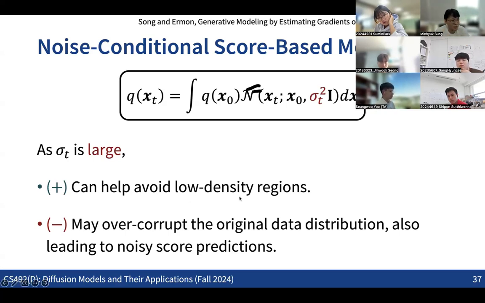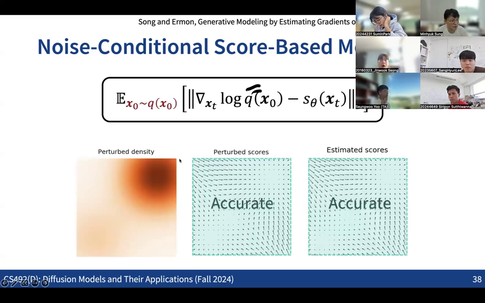But obviously in this case, the problem is that we're going to have more corruption, more perturbation from the original data distribution. So the score that we are predicting may not be that close to the score of the original data distribution. As we have a more blurry distribution like this, we avoid having low density regions, so we get more accurate predictions of the score in the low density regions, but the prediction in the high density regions will also become inaccurate.